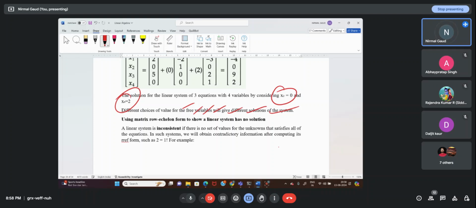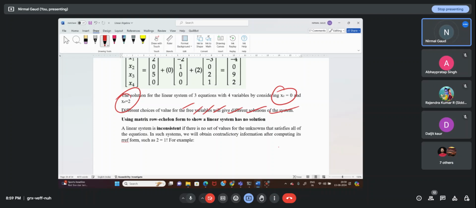In the first case of your reduced equation, we saw a unique solution. You got the appropriate values of x, y, z. But in this particular case, when you have three equations and four variables, there are many solutions, depending upon the value of x2 or x4 you choose.